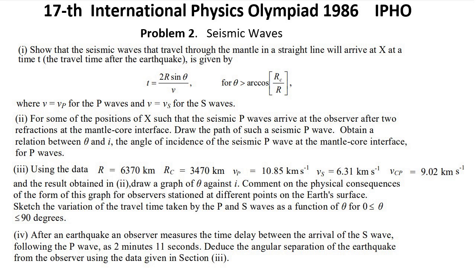Question 4. After an earthquake, an observer measures the time delay between the arrival of the S wave, following the P wave, as 2 minutes 11 seconds. Deduce the angular separation of the earthquake from the observer using the data given in question 3.